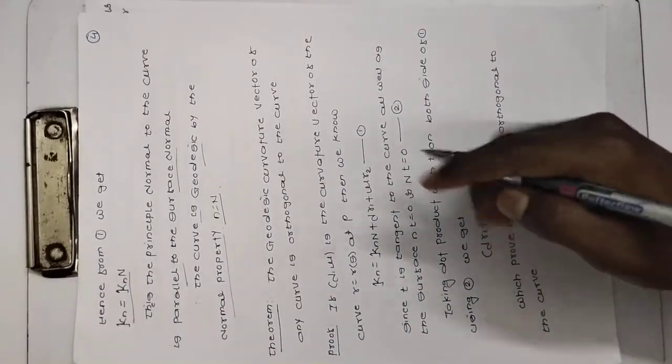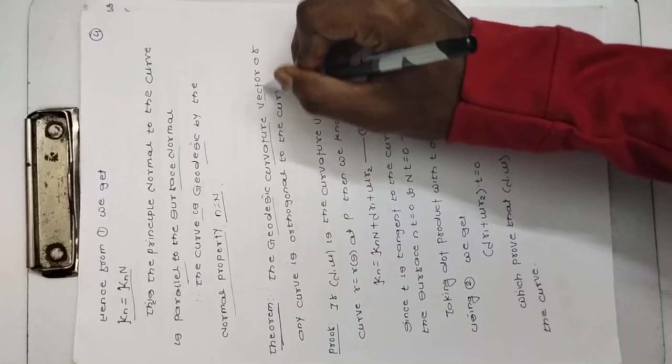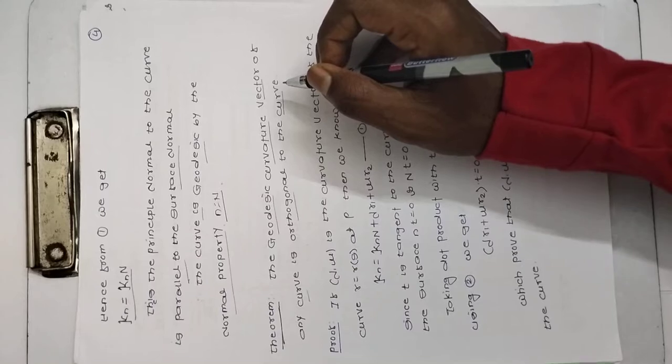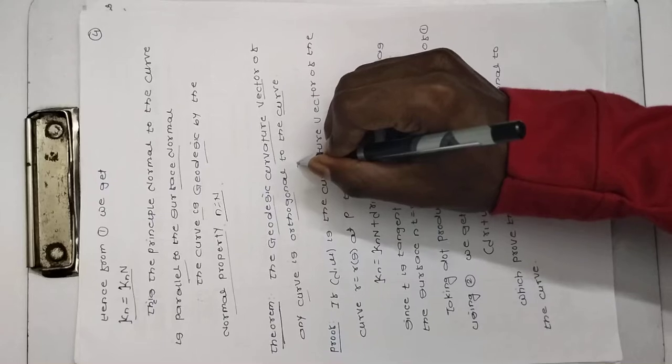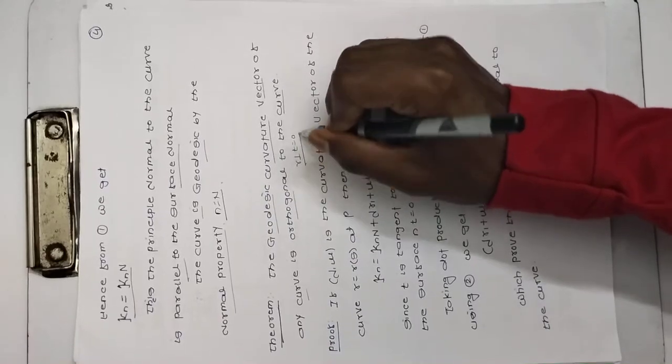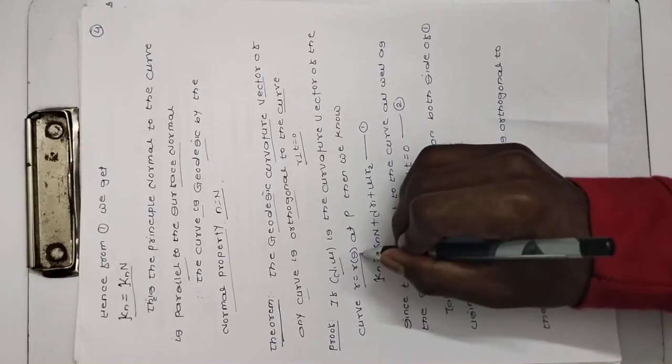Next theorem: the geodesic curvature vector of any curve is orthogonal to the curve. Firstly we see that orthogonal means if two vectors are perpendicular to each other, then their dot product must be 0. So it is the orthogonality property. Okay. So proof is, if lambda and mu is the curvature vector of the curve r is equals to r of s at point P, then we know the equation kappa of n is equals to kappa of capital N plus lambda r1 plus mu r2. So this is equation 1.